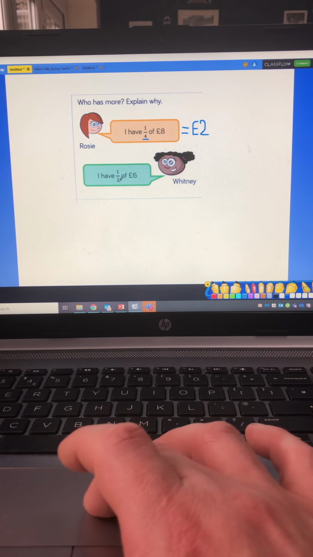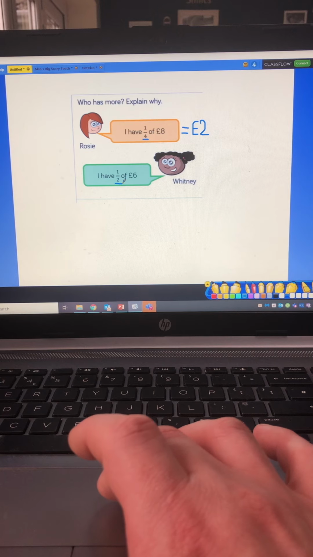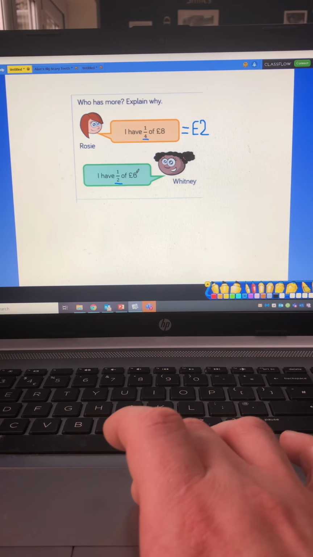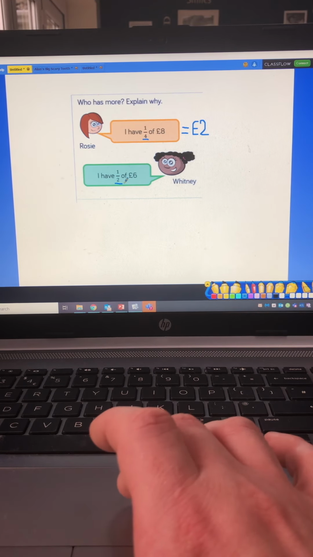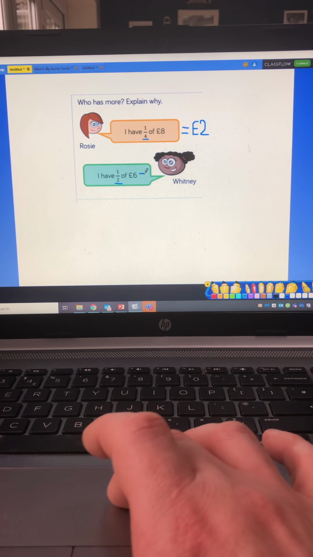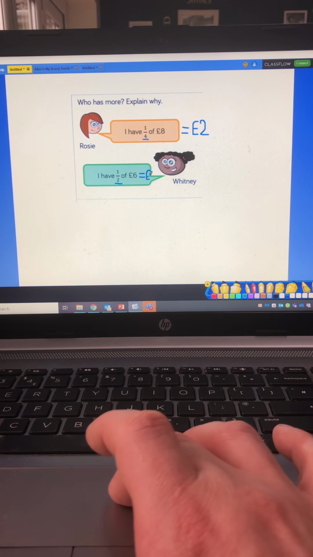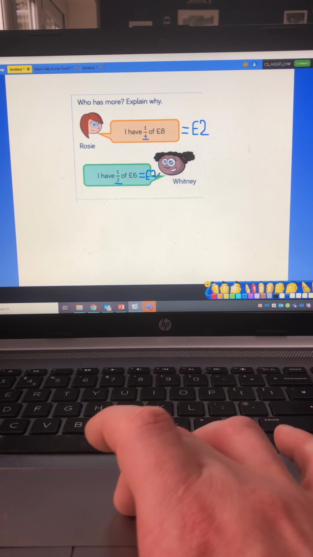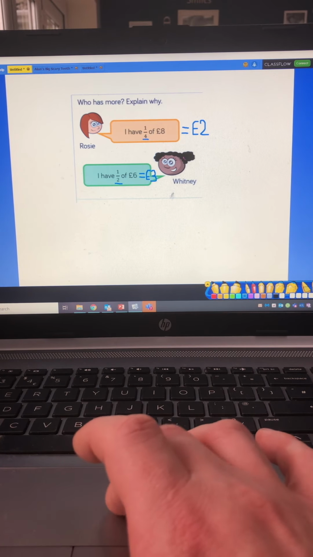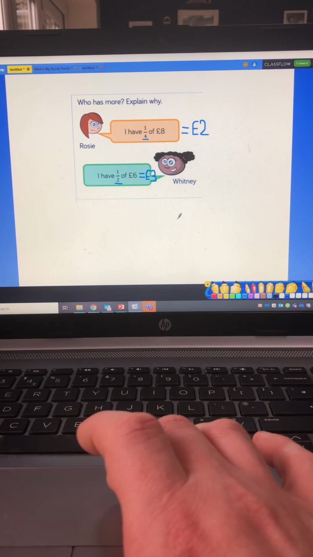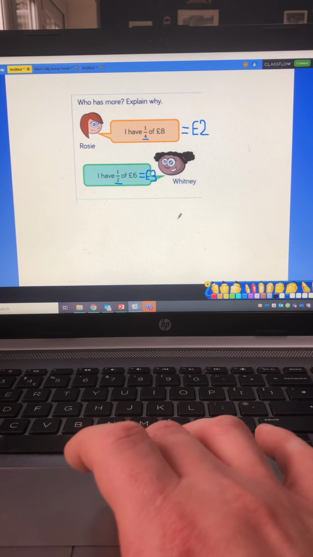With Whitney, we can see that the denominator says 2, or 2 circles to share our £6 into, or in our case with our multiples of 2, how many 2s make 6? 2, 4, 6, that would be 3, and we need one lot of 3 because that's what the numerator says. Therefore we can clearly see that Whitney has more money than Rosie does, because Rosie ends up with a total of £2 being 1/4 of £8, and Whitney ends up with £3 because she has half of £6.